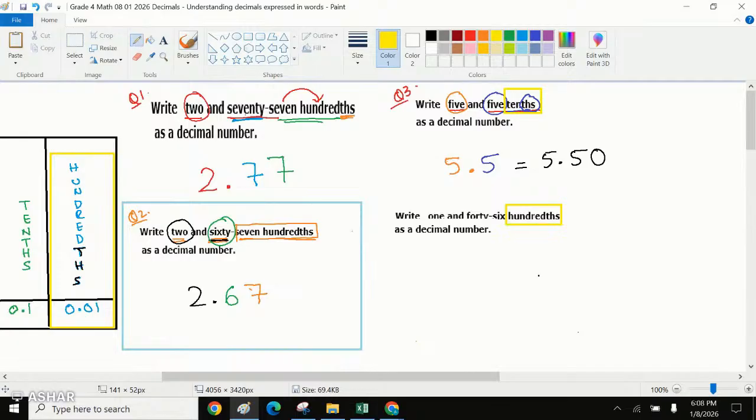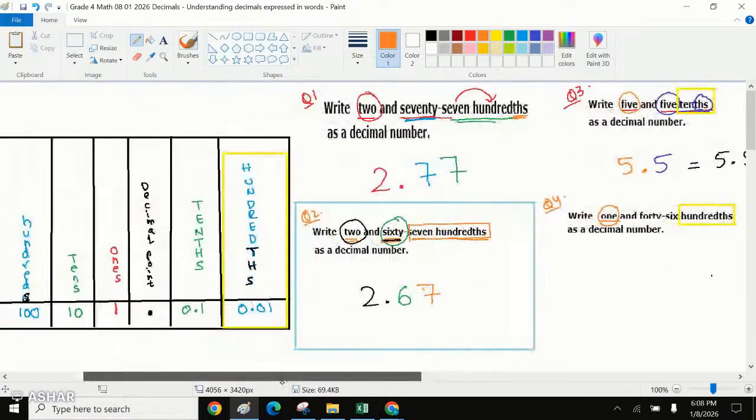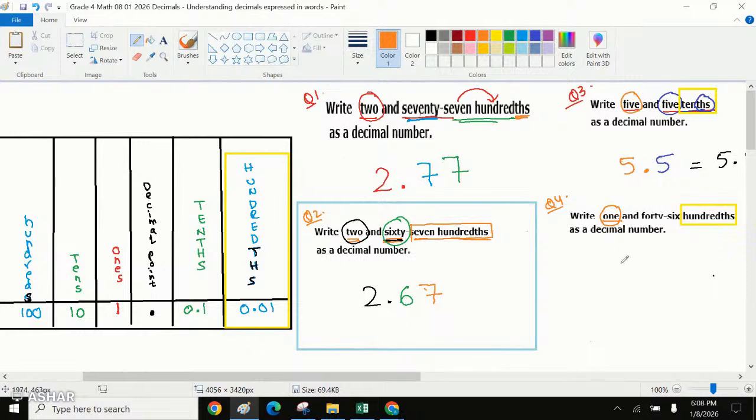For question number 4, write 1 and 46 hundredths. That means 1, which place is it? This is at the units place. 1 is at the units place. We write 1 and then the decimal point.